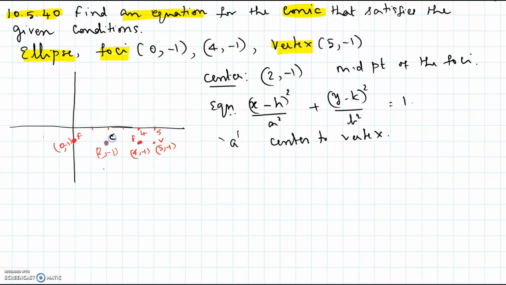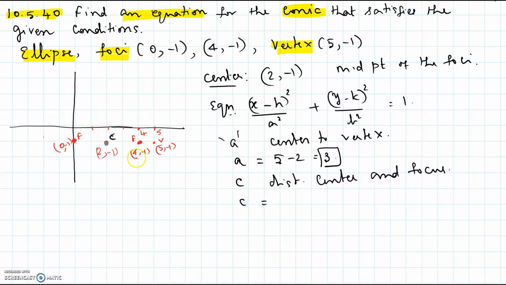Here the center is at (2, -1) and the vertex is at (5, -1). So the distance between the center and the vertex, that is the distance between 2 and 5, is equal to 3. Now c is the distance between the center and the focus. The focus has x coordinate 4, and the x coordinate of the center is 2, so the distance between them is 2. So c equals 2.